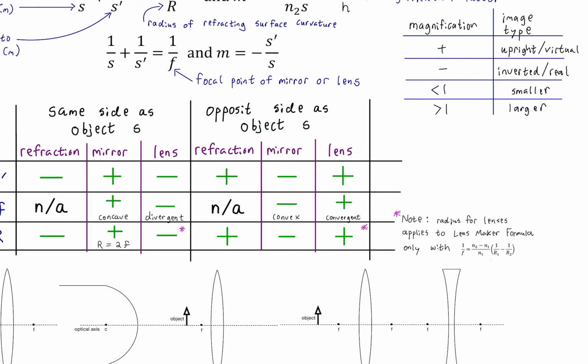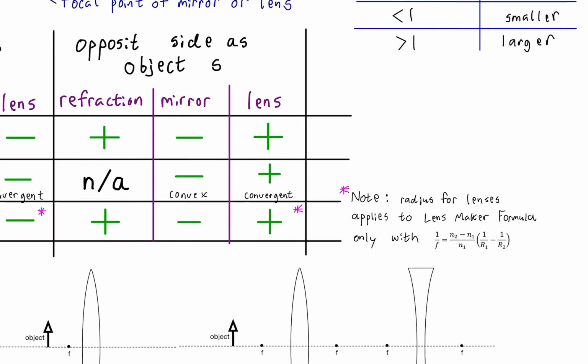You might be given the two radii, let me zoom in on this a bit, the two radii of a lens, either a converging or diverging lens, and then have to find the focal length of that lens, and then proceed with maybe finding a secondary image formed by that lens combined with something else like a mirror or another lens. All right, and the note here just says the radius for lenses applies to the lens maker formula only. Okay, so that's the only time that we would worry about the radius of a lens, and you will not see it again in this lecture.